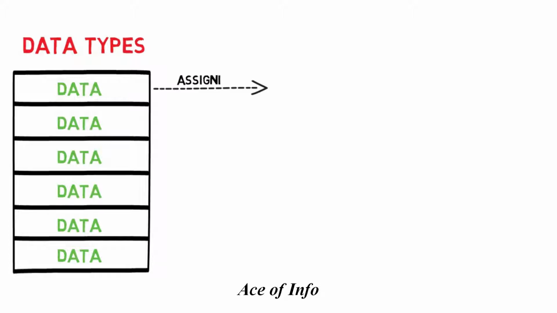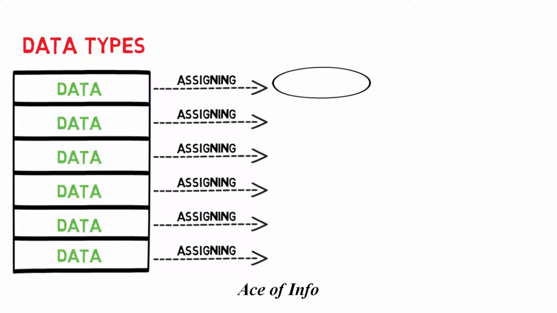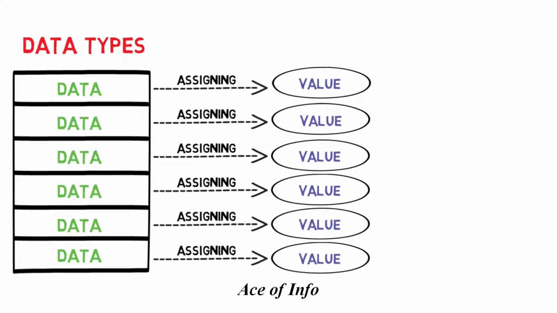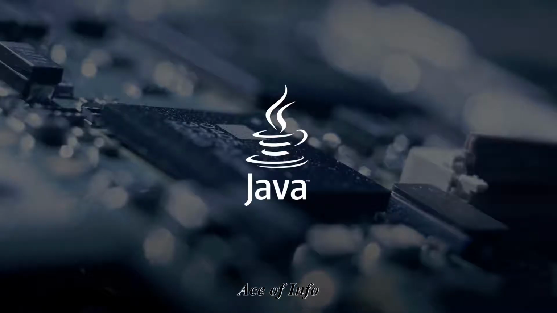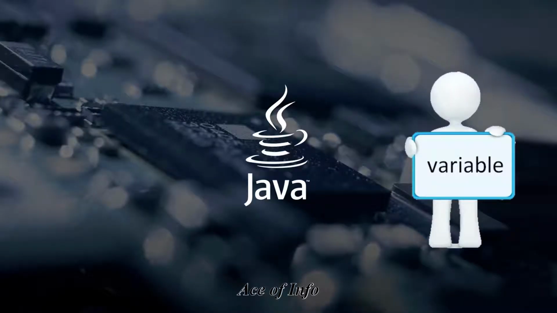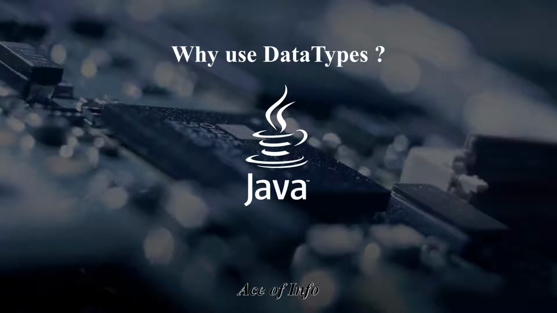Then we assign values to them. And then we do different operations using them. We call them variables. Why variables? Because the values and types can be changed time to time. Okay, why we use data types to assign values? Now Java is a type-safe language. So in Java, it is necessary to assign the right data type to the right value.